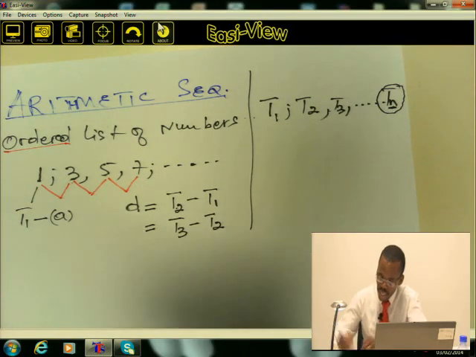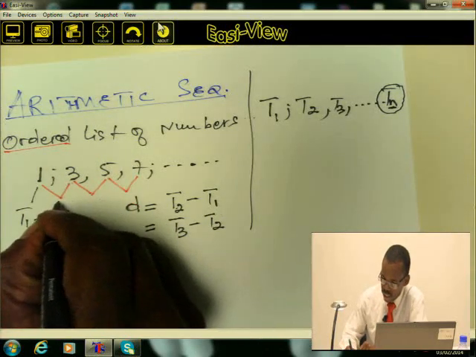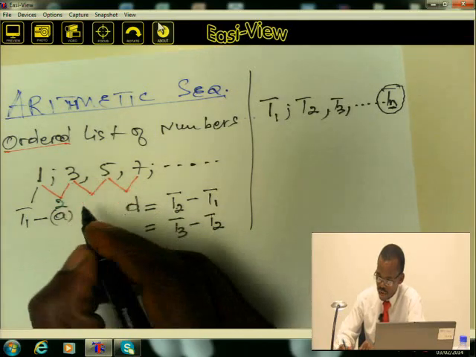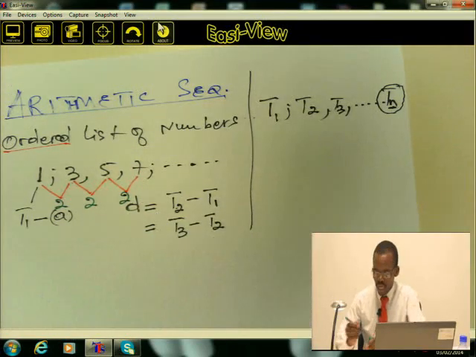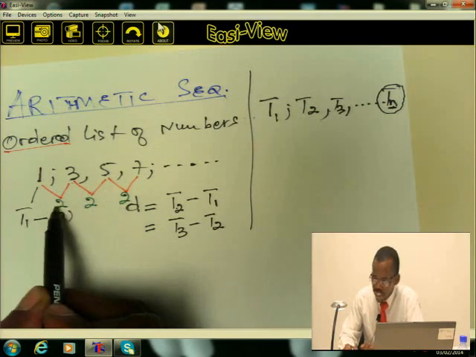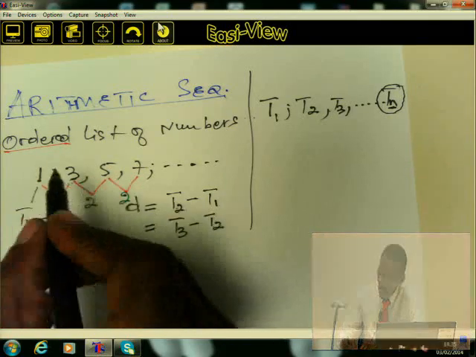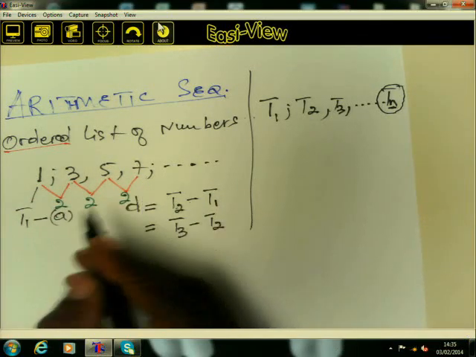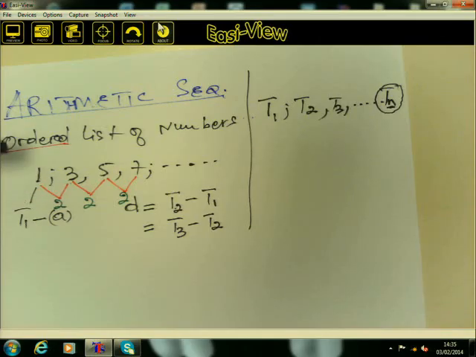If you look at this one, you'll find that the difference between 3 and 1 is 2. The difference between 5 and 3 is also 2. Between 7 and 5, the difference is still 2. Now, this difference is common, the same between the consecutive numbers of the sequence, so we say this particular sequence is arithmetic. What makes a sequence arithmetic is that it has a common difference. In this case, the common difference is 2.